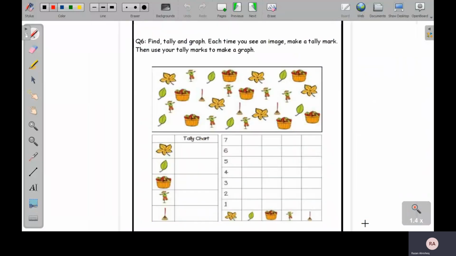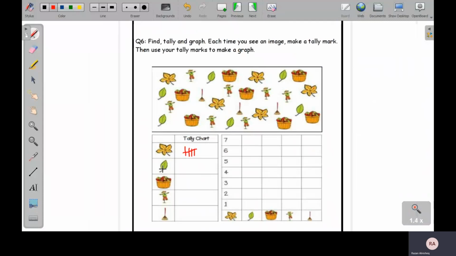Now, question 6. Here, guys, we have a tally and a graph, okay? It says each time you see an image, make a tally mark, then use your tally marks to make a graph. So here, I have different objects in my picture. For example, this leaf, I want to count it so I can make my tally marks. I look at the picture. I have 1, 2, 3, 4, and 5. So here I'm going to make 5 tally marks. Just like before, we do 4, and the 5th one goes across.